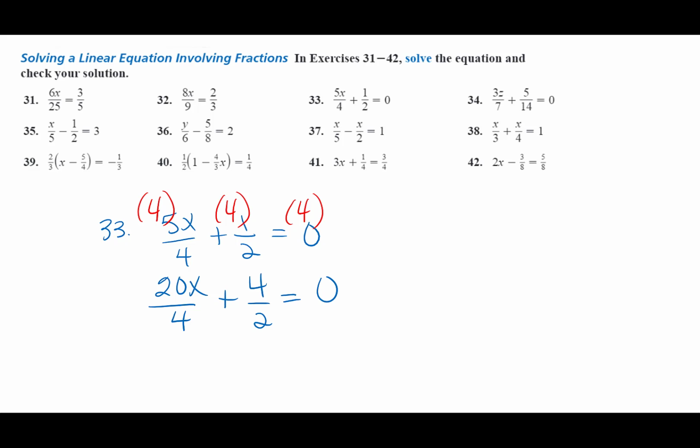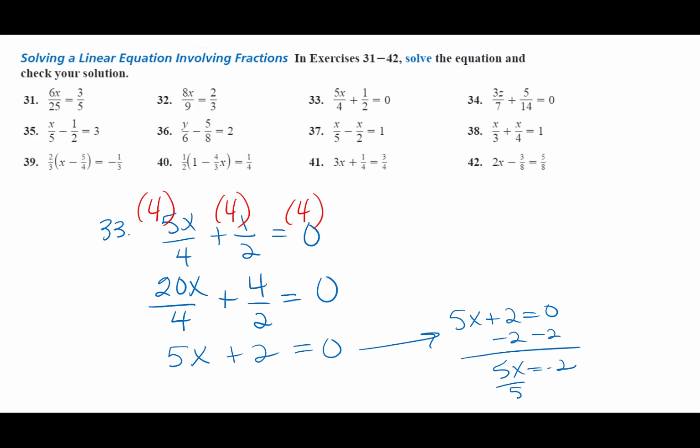Now, we still have fractions, so what's going on? Do you see that we can simplify these fractions to whole numbers? 20x over 4 can be simplified to 5x. 4 over 2 can simplify to 2, and then we have 0. Now we just solve that very easy equation by subtracting 2 on both sides and then divide by 5. And so your answer is negative 2/5.